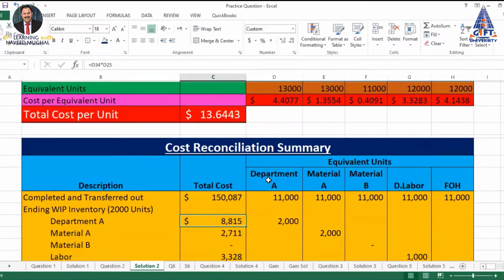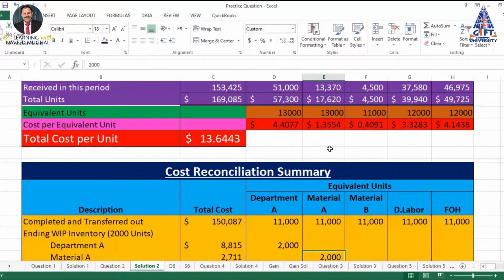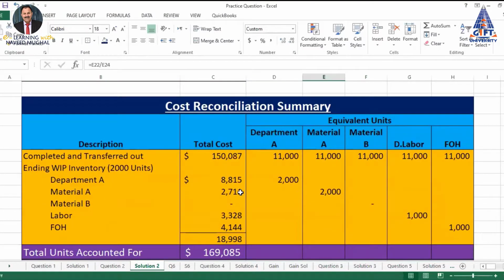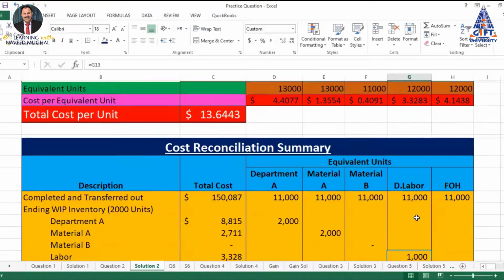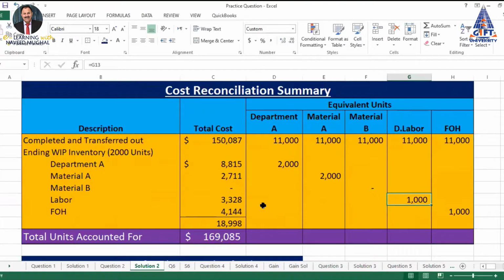So 2000 multiplied by 4.40 becomes 8,815. For material A, 2000 equivalent units multiplied by the cost per equivalent unit of 1.3554 is 2711. With respect to material B, there are 0 equivalent units, so the cost is 0. With respect to labor, there are 1000 equivalent units, and when we multiply 3.3283 with this figure, we have 3328.